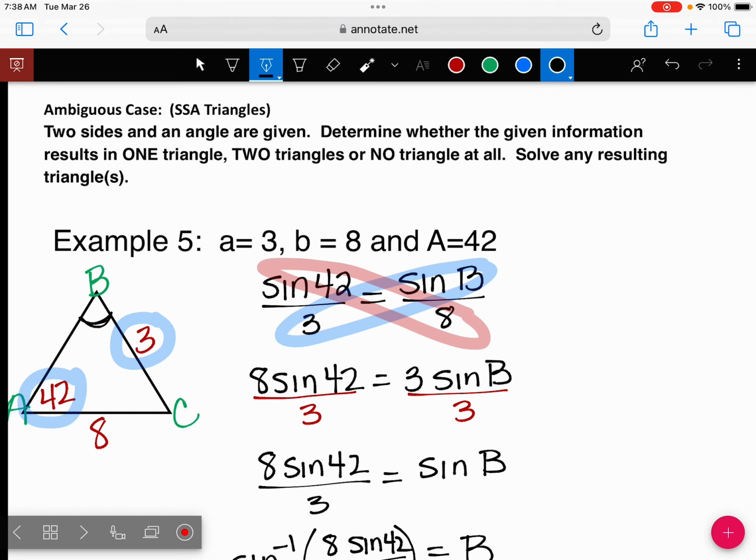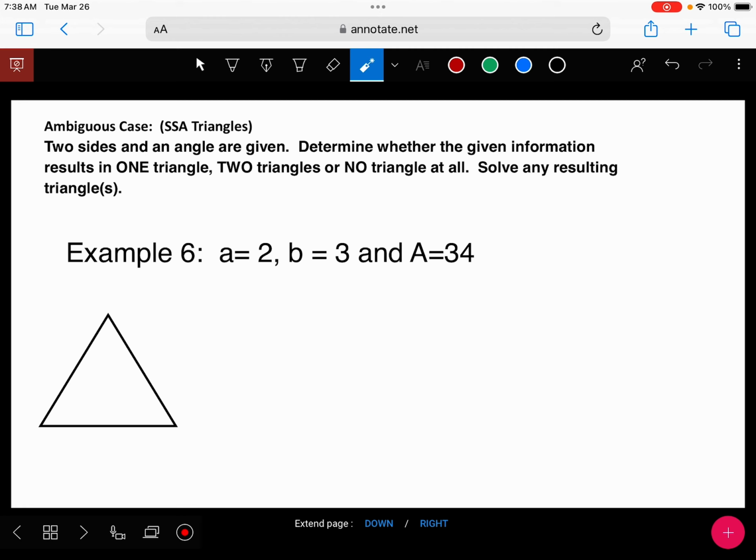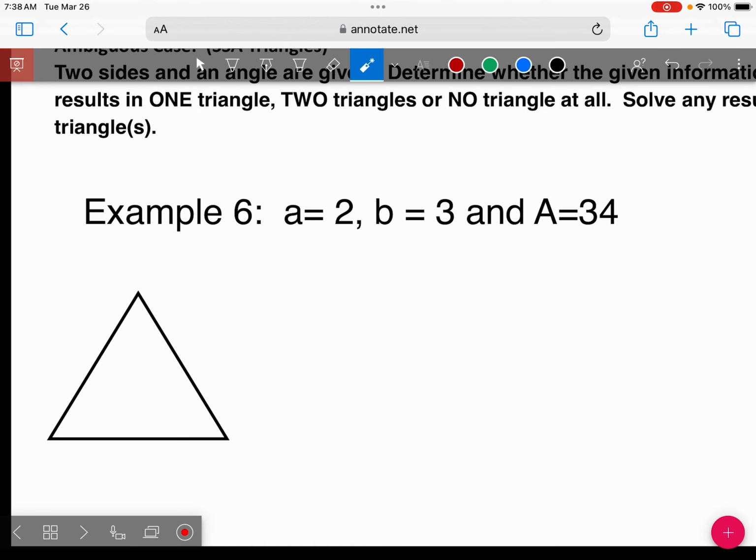So when you're doing this, let's look at the directions. It says, if you have 2 sides and an angle, we have to determine whether the given information gives you 1, 2, or no triangle. So this is an example where there is no triangle at all. All right, so let's go ahead and look at example 6. Let's see what this gives us. So again, we have our ABC. So little a is 2, little b is 3, and angle A is 34. So we have our pair.